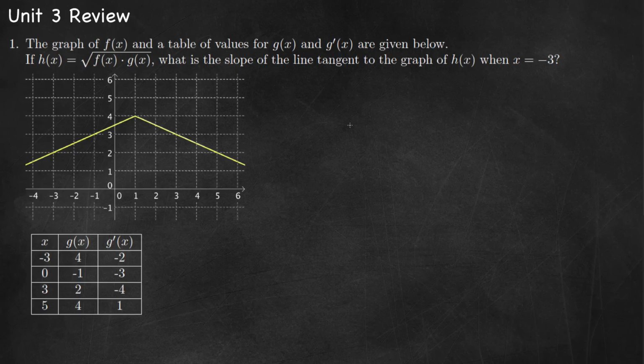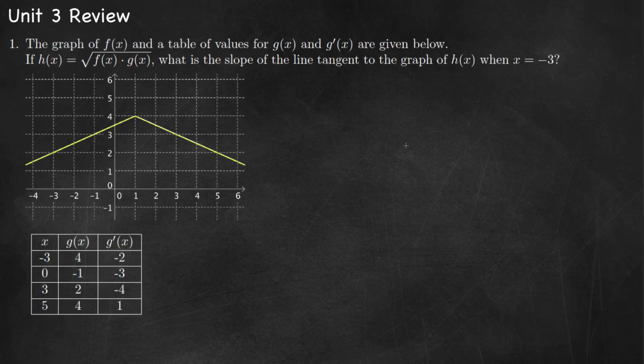Hello, in this video, I'll be working through Unit 3 review homework problems, and these all have to do with rules of differentiation. For number one, the graph of f of x and a table of values for g of x and g prime of x are given below. If h of x is the square root of f of x times g of x, what is the slope of the line tangent to the graph of h when x is equal to negative 3?